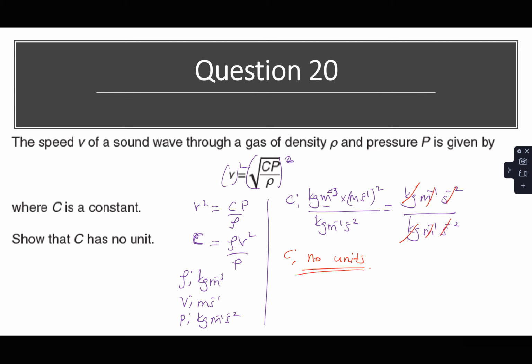You conclude that C has no units. You cannot equate this to 1 or 0. It doesn't make any sense. So you just cross out the terms and conclude that C has no units. As simple as that. Okay, next.